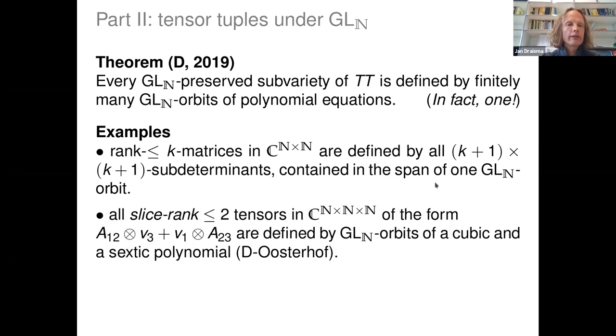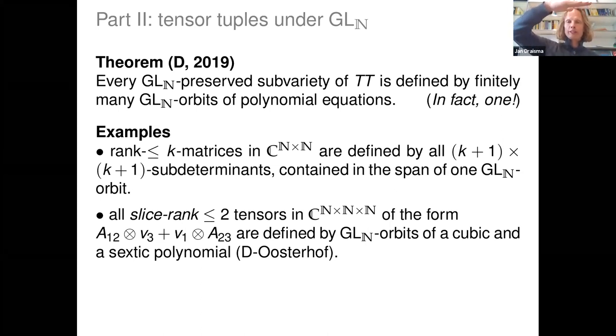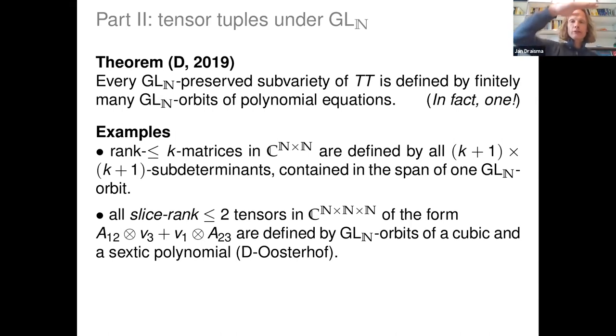So that's one example. Here's a more complicated example. So now we consider three-way tensors. And let's look at tensors that you can describe in this way. So you take an infinite matrix and scalar multiples of it and put them like this as slices of a tensor. And then you take an infinite matrix and scalar multiples of it and take those as slices like this of your three-way tensor. And then you add up these two tensors and you get something that is called of slice rank at most two.